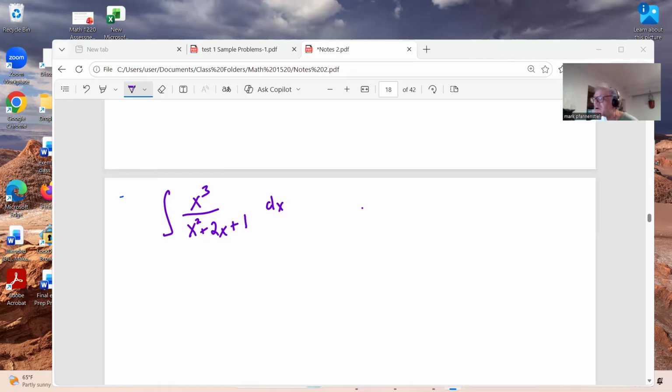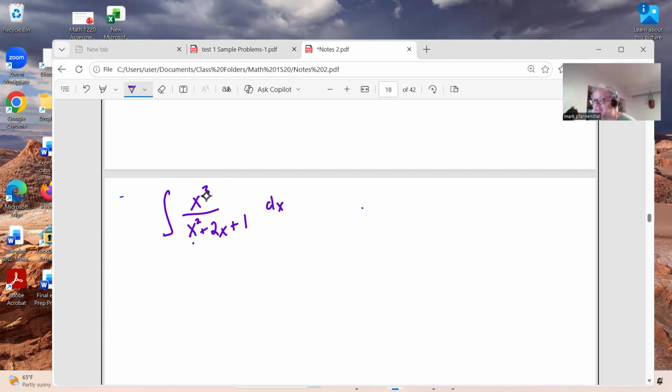We are going to integrate x cubed over x squared plus 2x plus 1. Now, I know that this is obviously a factored form of x plus 1 squared. We're going to leave it as is for now because we want to use partial fractions on this, because there isn't any u du kind of combination I can make out of this. So I'm kind of stuck. I've got to do some kind of surgery on this first.